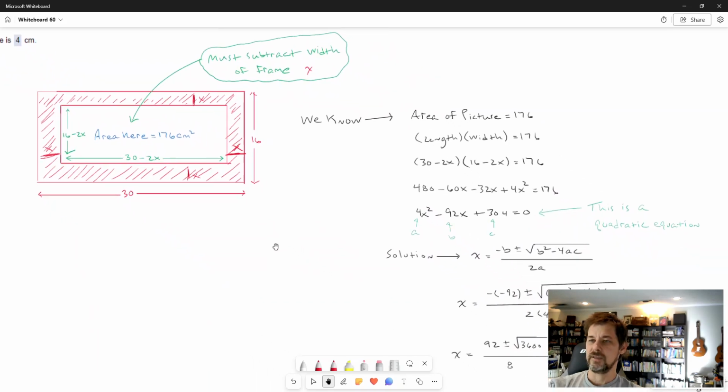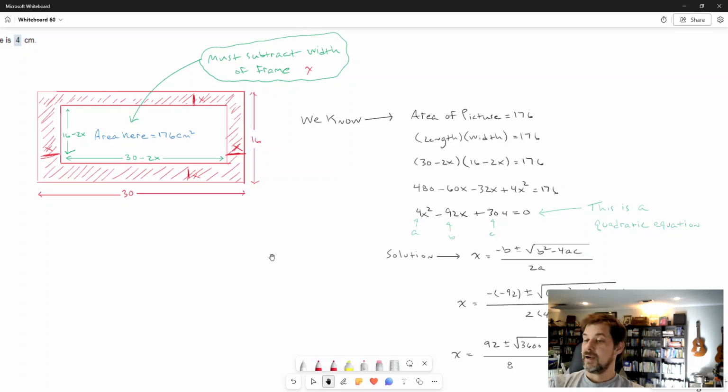So here's how I put it together. I know the area of the interior of the frame where the picture is, 176 square centimeters. And what kind of shape is that? It's a rectangle. The area of that rectangular portion where the picture is is the length times the width. That's 176. Those numbers are 30 minus 2x for the length and 16 minus 2x for the width. Whether you call this the length and that the width or vice versa is unimportant in this problem. You just multiply them together.